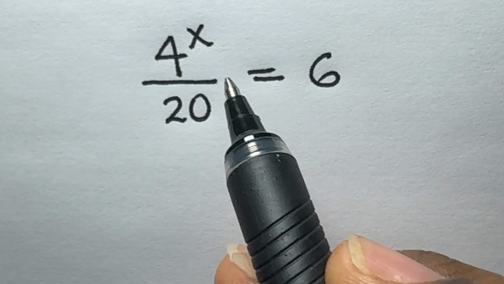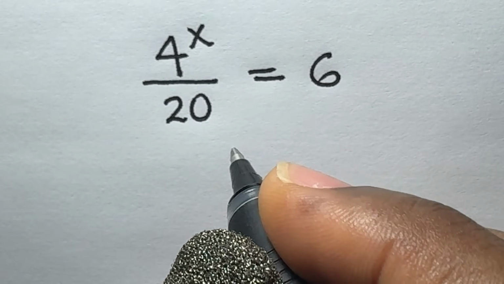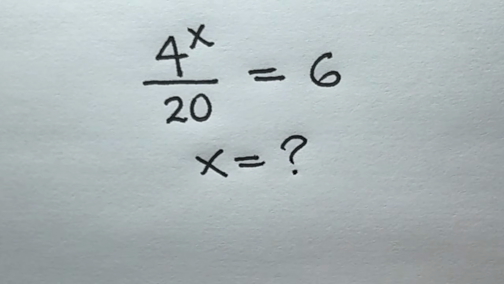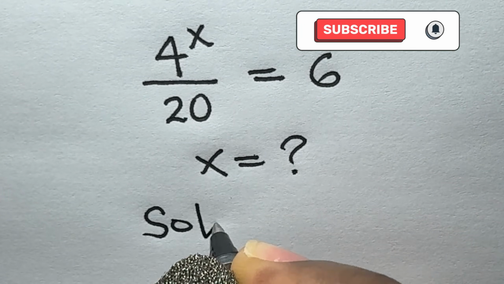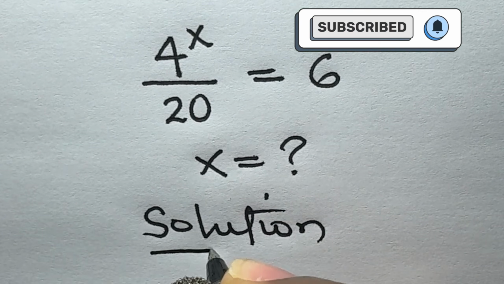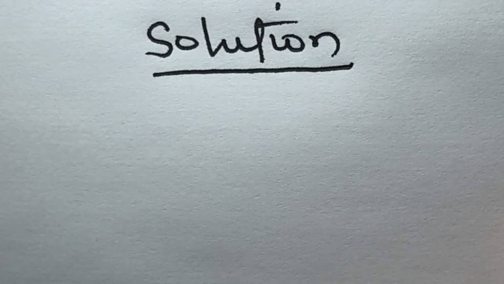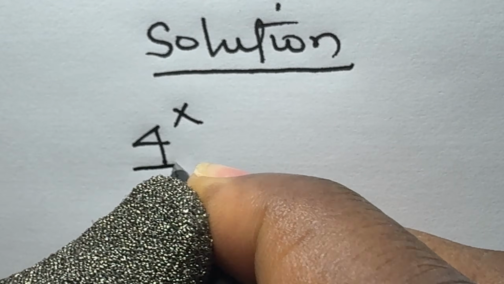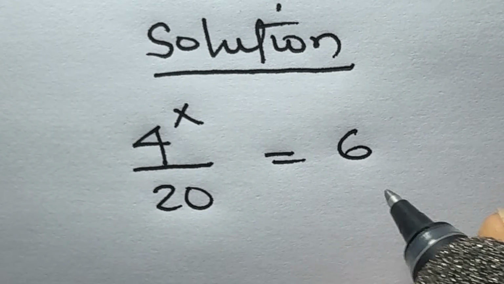In this video, 4 raised to power x divided by 20 is equal to 6. We are required to find the value of x. So we have 4 raised to power x divided by 20 is equal to 6.